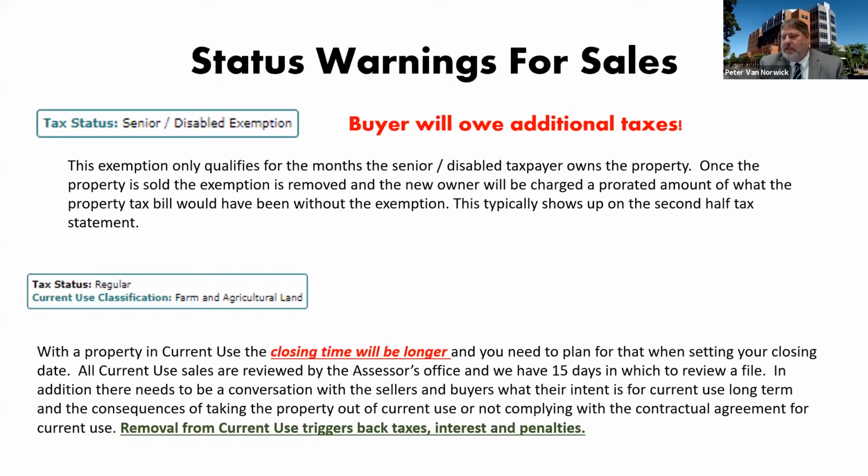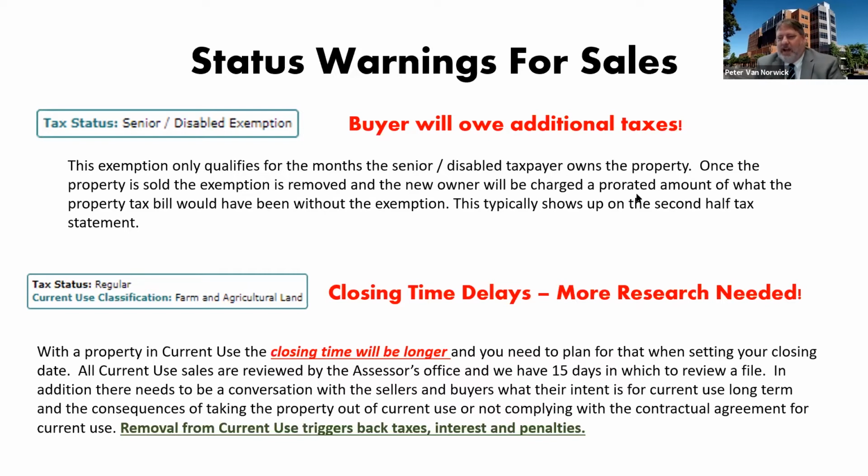The other one that catches a lot of problems is when the tax status is regular, current use, farm and ag land. And I just want to really point this out. Closing times are delayed if you find something is in farm and ag land. For one, in the process alone, when it's transferring, every one of these has to go through the treasurer's office and my office, and we have 15 days to review that.